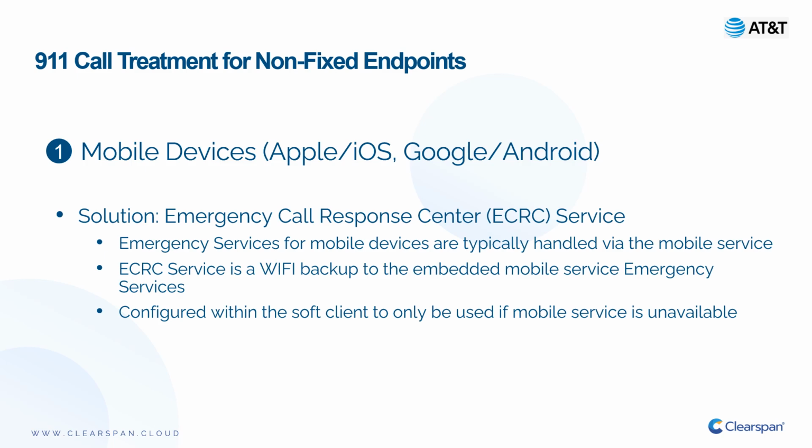For soft clients on mobile devices, the soft client should be configured to prefer the cellular connection for 911 calls and only utilize voice over IP connections as a backup if the cellular connection is not available. The preference for the cellular connection is based on new technology for both Apple iOS devices and Google Android devices. Both companies have partnered with a company called RapidSOS that provides advanced location information for 911 calls.